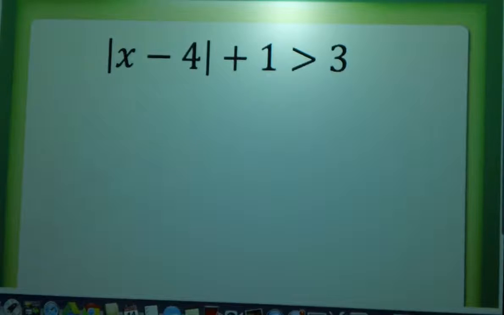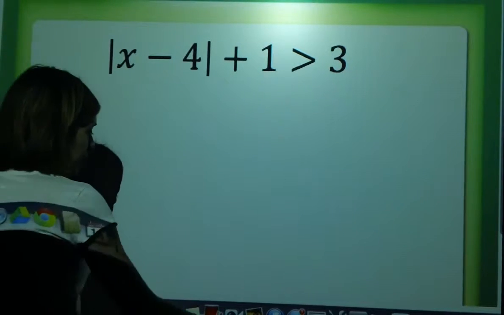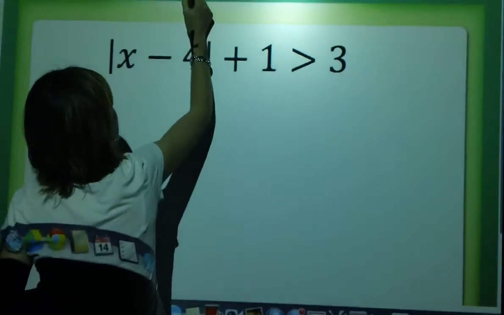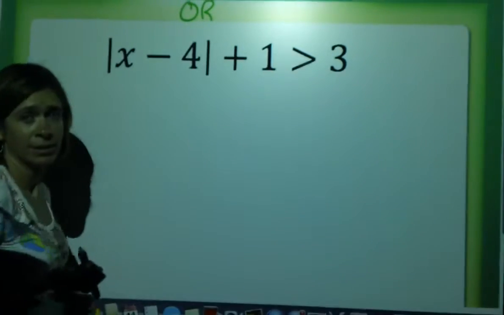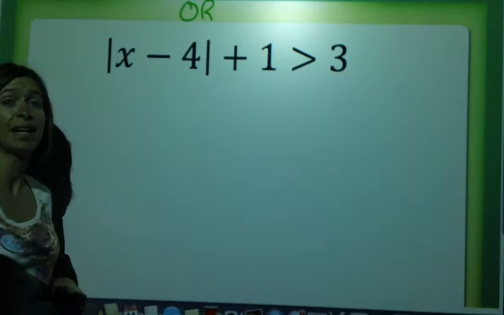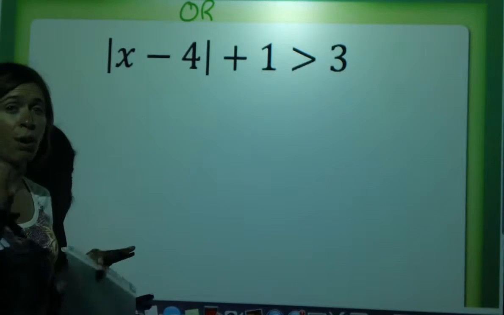So what I'd like you to do is try this next one: the absolute value of x minus 4, plus 1, is greater than 3. Now remember, it says greater than, so I know it's an OR graph. So try it, pause, and then come back, and I'm going to do the work. Press pause now and try it.